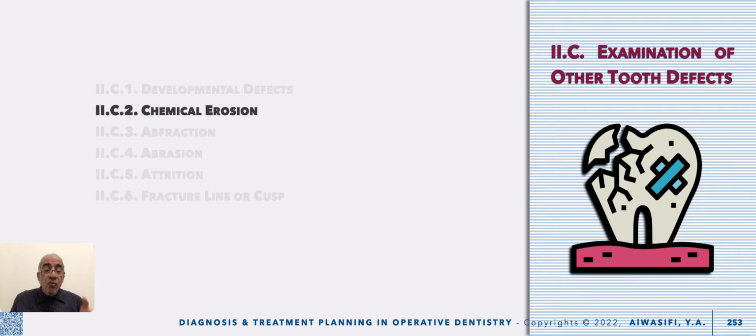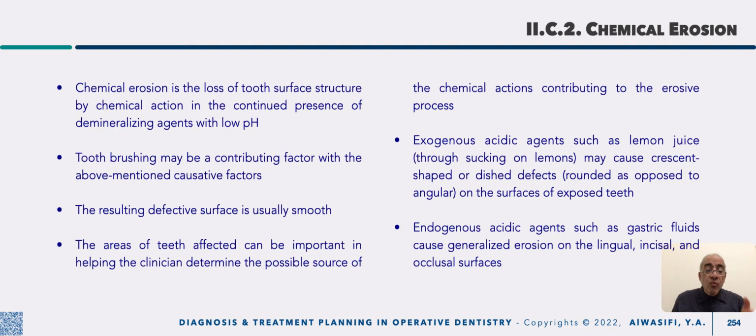Let's go forward to chemical erosion. Chemical erosion is defined as the loss of hard tooth structure by chemical action in the continued presence of a demineralizing agent with low pH. Tooth brushing may be a contributing factor and may add much more frictional action to this low pH substance. It results in surface loss, which is usually smooth.